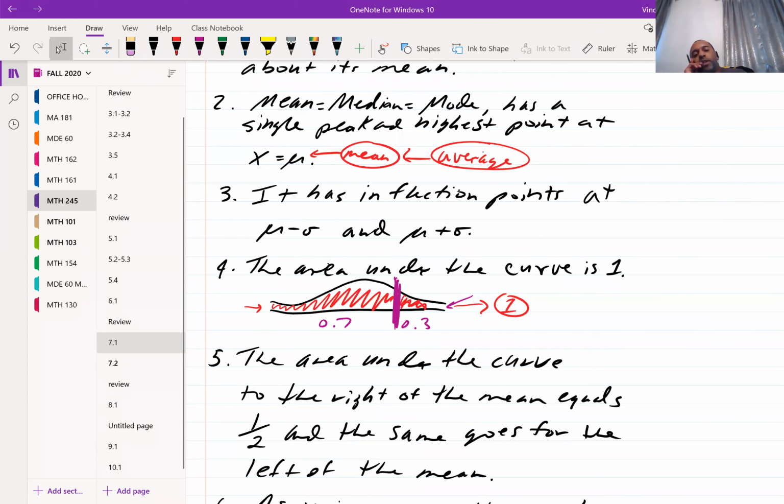Number five, the area under the curve to the right of the mean equals half, or 0.5, and the same goes for the left of the mean. So remember I said it was symmetric about the mean. Whatever goes on the right side goes on the left side. So if 50% of your data is to the right side of it, that means 50% of your data should be to the left side of it as well. So that's all that is stating.